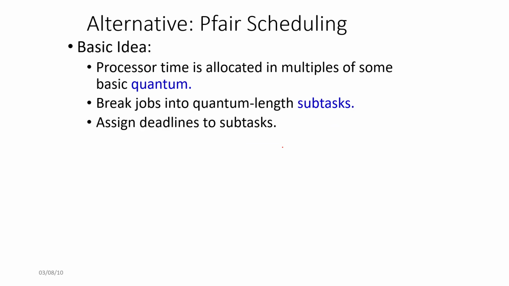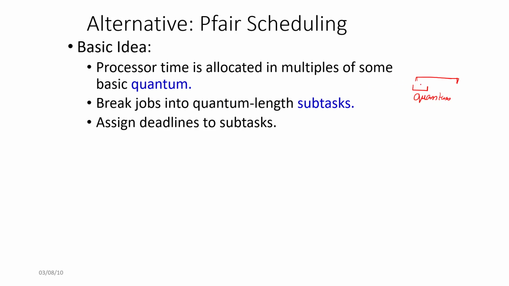So there's an alternative to this. This is called P-fair scheduling. If you want, you can call it priority fair scheduling. The basic idea is that processor time is allocated in terms of quanta. You take a basic time unit, call it a quantum, and then you consider some multiples of a quantum. Call that an interval or whatever you like. So any time is allocated in terms of these basic atomic time units.